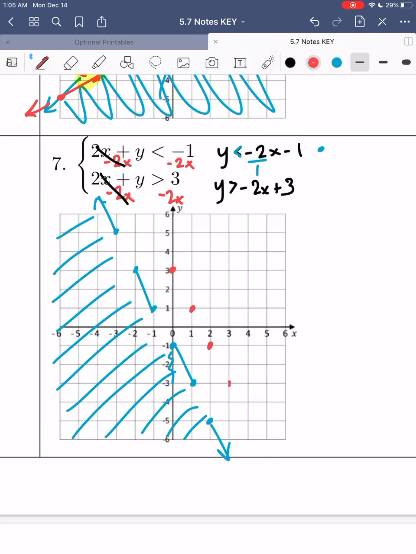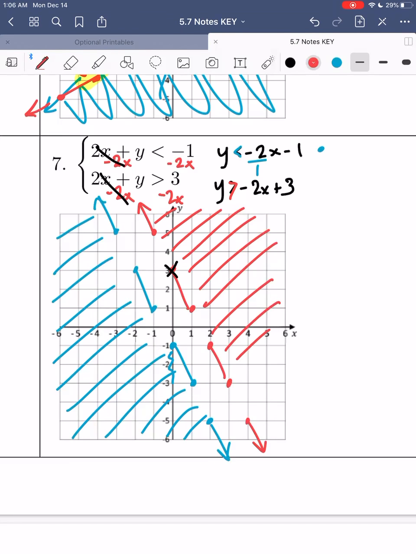Okay, interesting. So these lines are parallel. This should also be dashed because it's just greater than. And then since it's greater than, we should be shading above, which here's the y-intercept right here. Above are these numbers going up above, bigger on the y-axis, so it should be shaded over here.